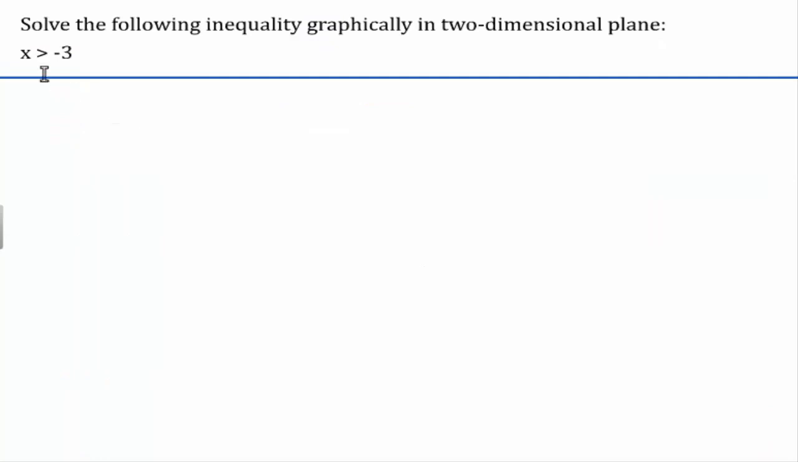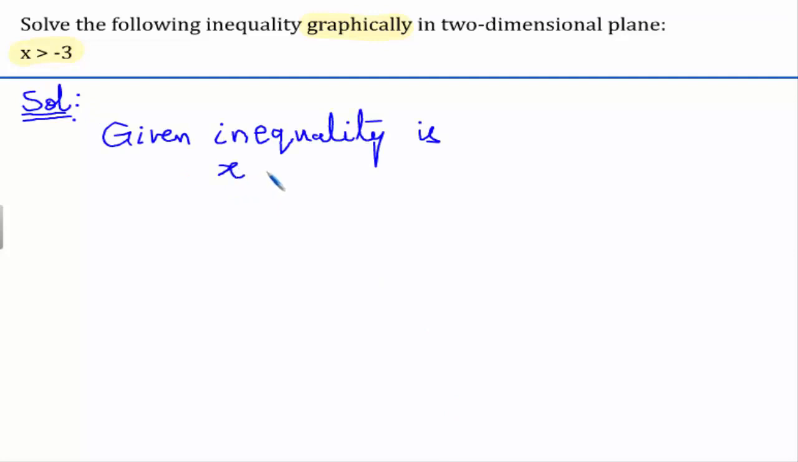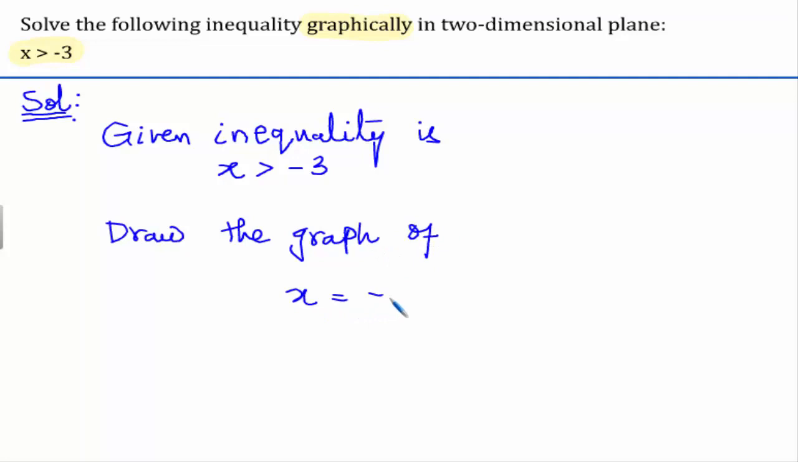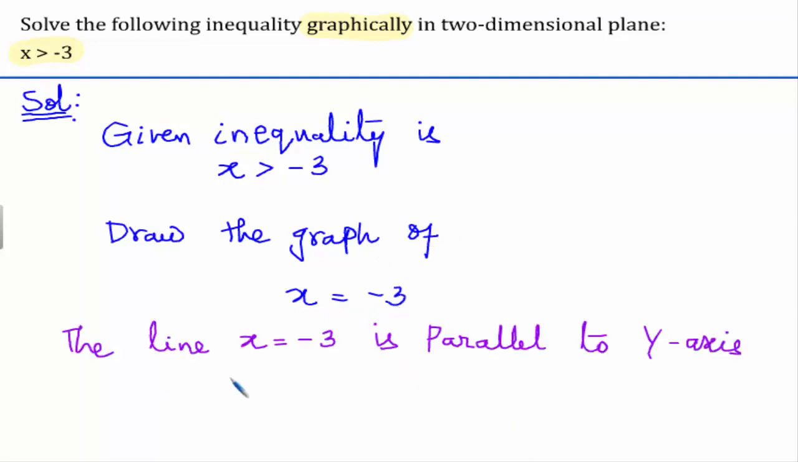In this problem, we need to solve the given inequality using the graph. Let us see the solution for this. So the given inequality is x greater than minus 3. Now to find out the solution of this inequality, we need to draw the graph of x is equal to minus 3. Now we know that the line x is equal to minus 3 is parallel to y-axis. Let us draw the graph now to find out the solution of the given inequality.